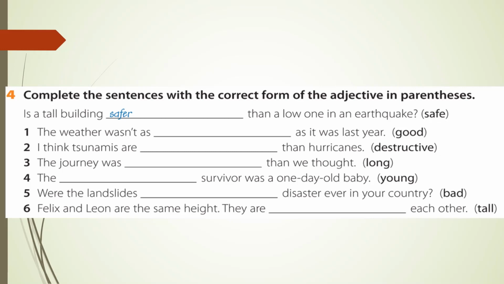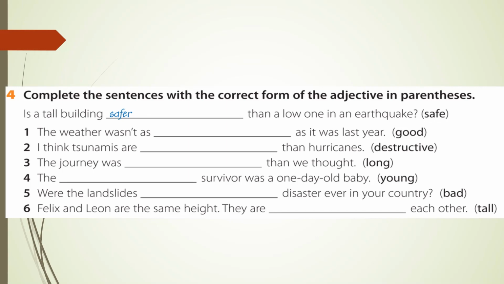So here I have a tall building, a construction that is high, is tall. I'm comparing with the small size one. So I'm comparing 2 things. That's why I'm using safer. It's the same as if I say more, right? But because it's a short adjective, I have to use er at the end.